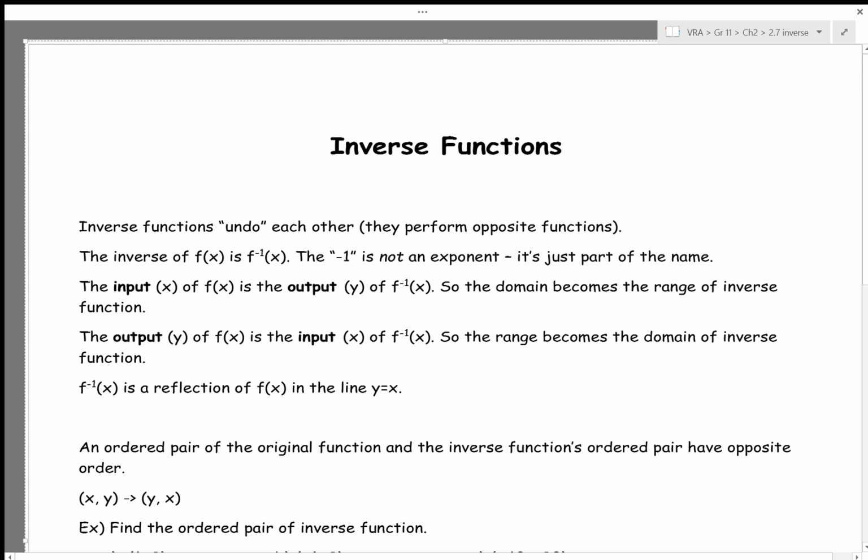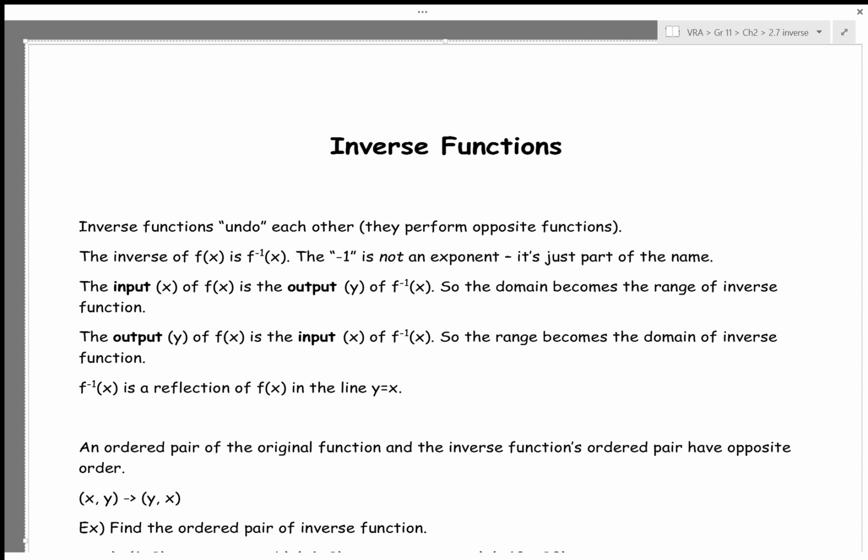Hi guys, this is inverse functions, 2.7. Okay, this is the last section of this Unit 2, transformations of functions. So if you take a look at inverse functions, it's not that you are taking the inverse of numbers, actually, you're taking the inverse of the whole function.